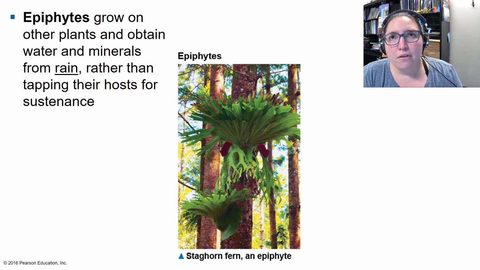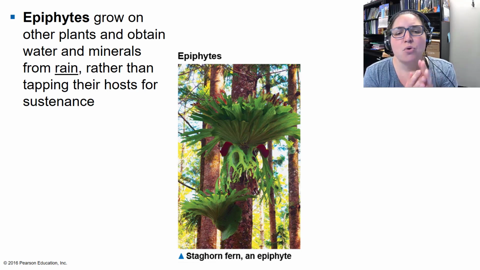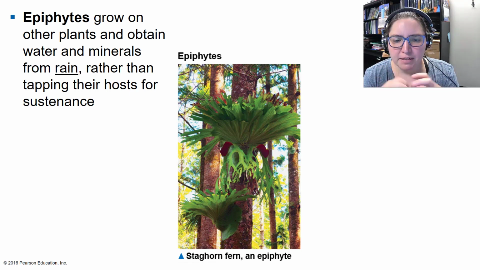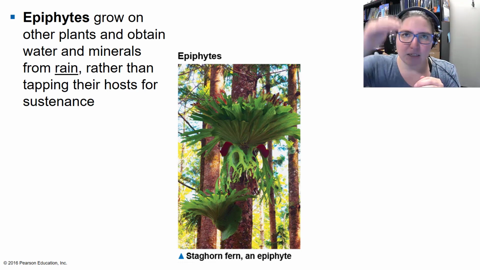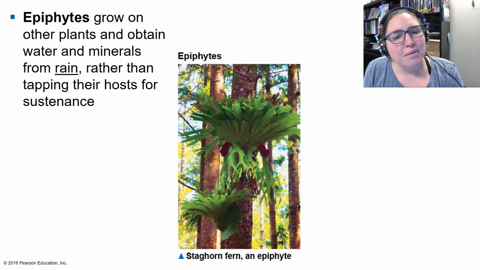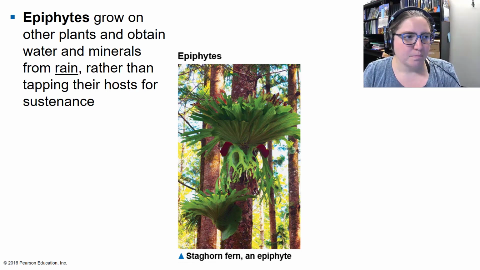Epiphytes are other plants in a non-mutualistic relationship. So what they do is they live on other plants. Typically they're going to be gathering their water and minerals from rain rather than tapping into their host plant. So epiphytes don't usually harm the other plant. So they're in a commensalistic relationship. So the epiphyte benefits because it's elevated up, so it gets better light, but it's not harming its host plant.